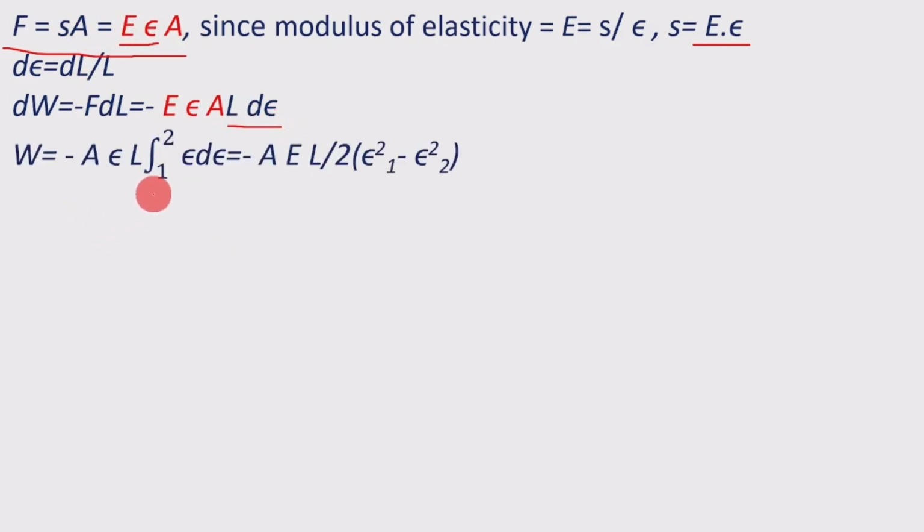Then total work done W can be written as minus A into L integral from epsilon 1 to epsilon 2 of E epsilon d epsilon. Then this can be written as A E L by 2 times epsilon 1 square minus epsilon 2 square. After the integration we are going to get this one.